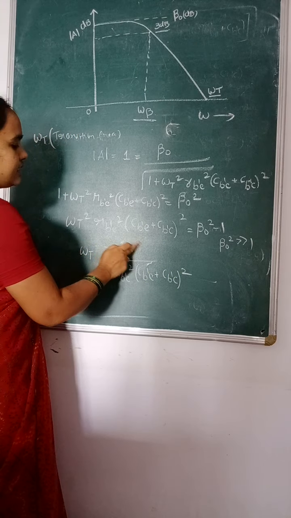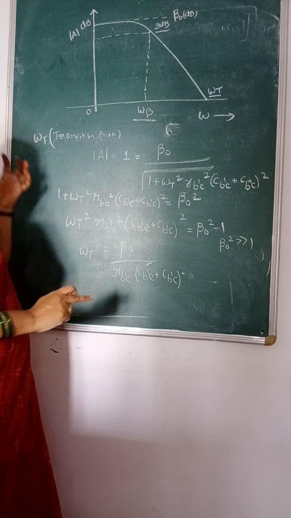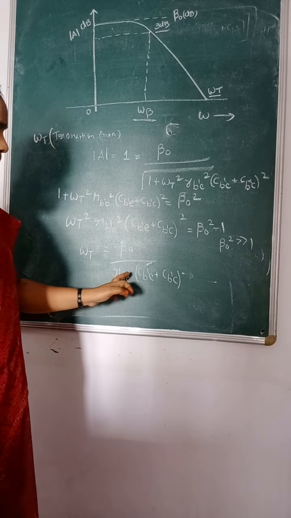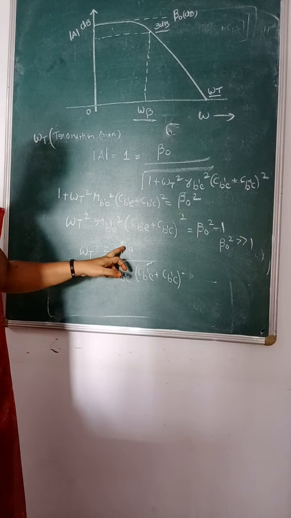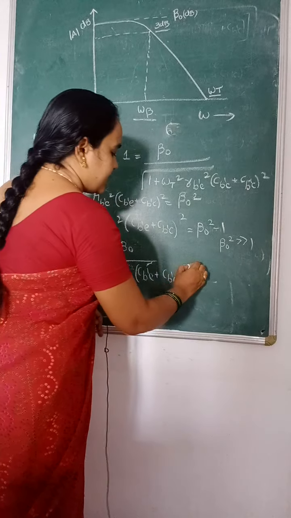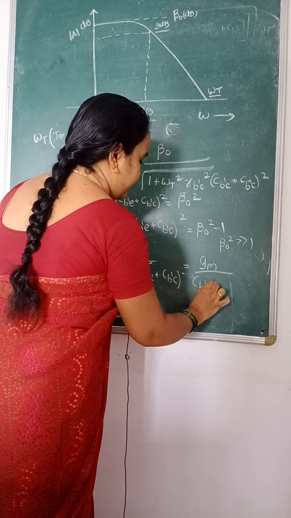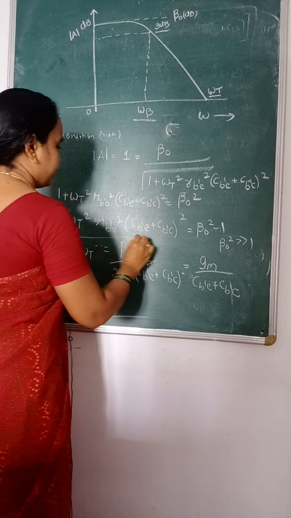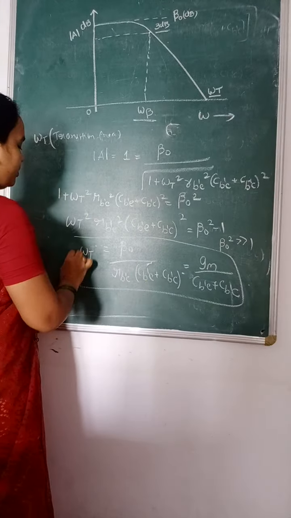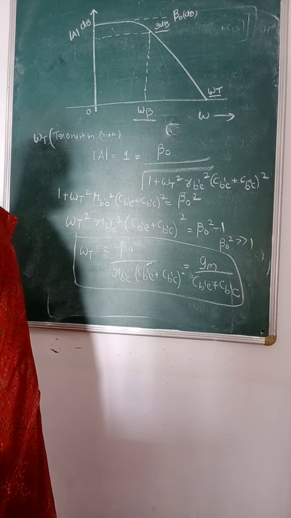Then omega T is equal to beta naught by r_b'e (C_b'e plus C_b'c). So this beta naught by r_b'e is nothing but gm, divided by C_b'e plus C_b'c. These are the two frequencies we have observed from short circuit current gain.